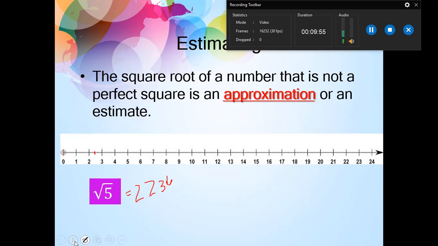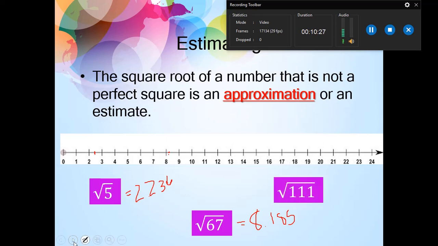Let's try another one. We have the square root of 67. When I enter this into my iPad, I have a value that is 8.185. So I know that the square root of 67 falls somewhere between 8 and 9, but I think it's a little bit closer to 8, so it's right about here.